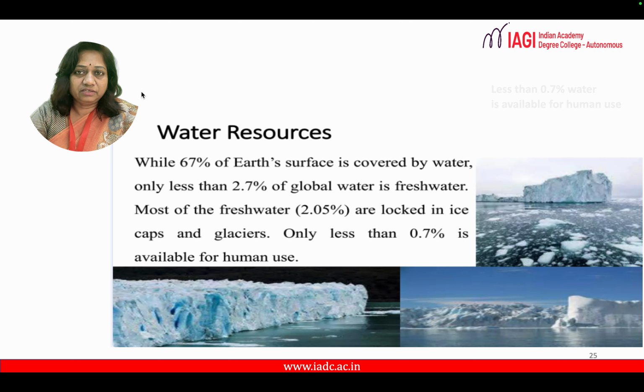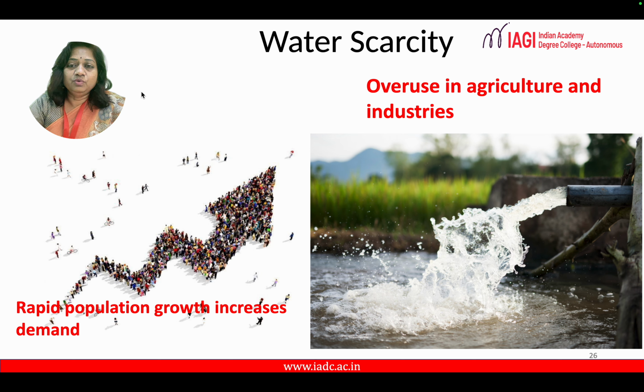But there is a fact about this water. Three-fourths of the earth's surface is covered by water, but the fresh water availability is only 2.7%. But in that 2.7%, 2% of the water is locked in the form of ice caps and glaciers, and is not available for human use. Only 0.7% of water is available for human use. Isn't it strange?